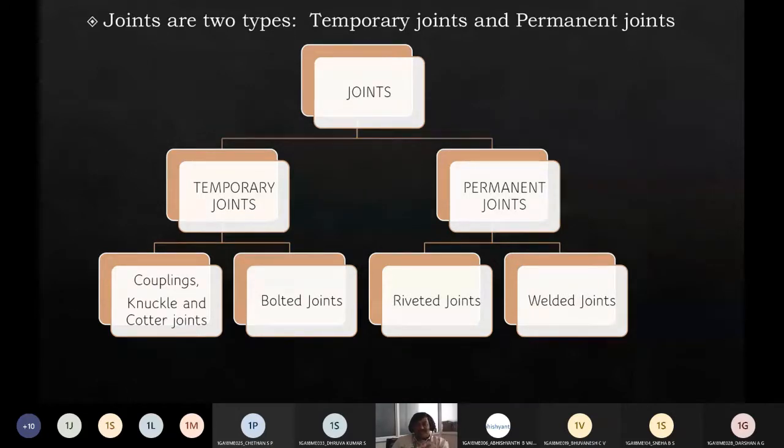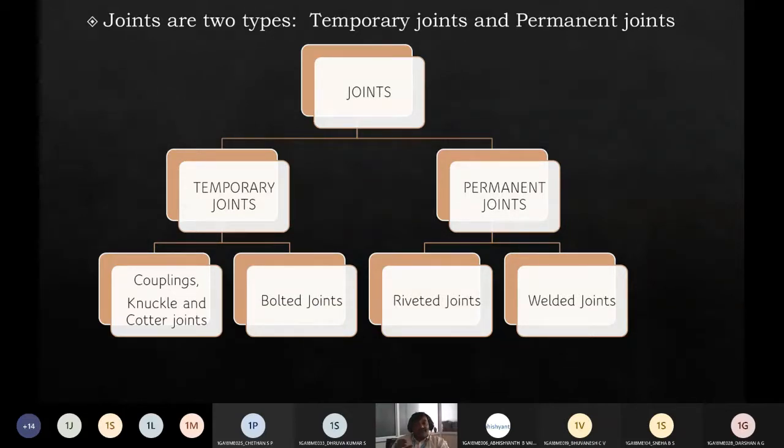Already we have seen one of such joints. We call them welded joints. This is a permanent joint. Why is it called a permanent joint? Because if you want to dismantle the components which have been joined, in the case of welded joints, you need to break the component. That is the reason why we call them permanent joints.